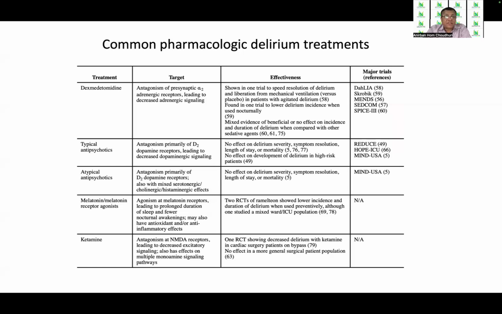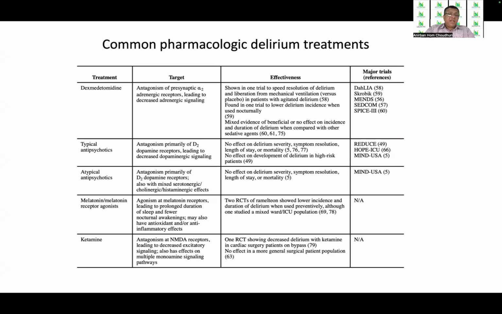Atypical antipsychotics also act on mixed serotonergic, cholinergic, or histaminergic receptors in addition to the D2 receptors. Melatonin has agonism at melatonin receptors, where it leads to prolonged duration of sleep and fewer nocturnal awakenings, but no major trial has proven that so far. Two RCTs of ramelteon showed lower incidence and duration of delirium when used preventively, although one of them studied a mixed population, where ward and ICU patients were combined.